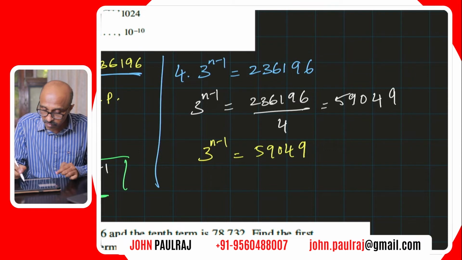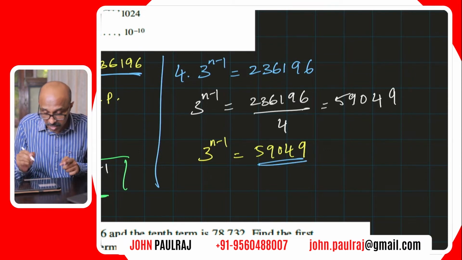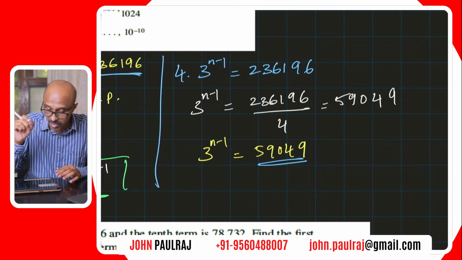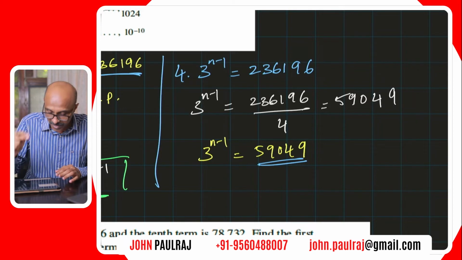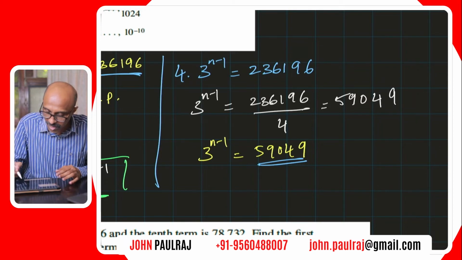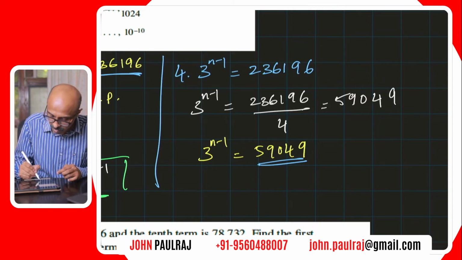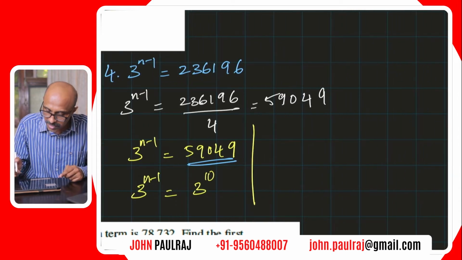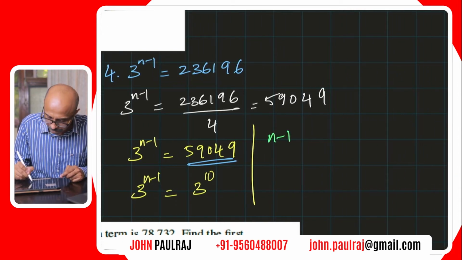Now, that means you just need to figure out what power of 3 is going to be 59049. For the sake of time, I had already worked it out. It's the 10th power of 3 that will give you 59049. You can easily work it out using the prime decomposition of 59049 and work out that 3 to the power of 10 gives you 59049, which means 3^(n-1) is 3 to the power of 10. And then when you compare the indices on both sides, you can say n minus 1 is equal to 10, which means n is equal to 11.